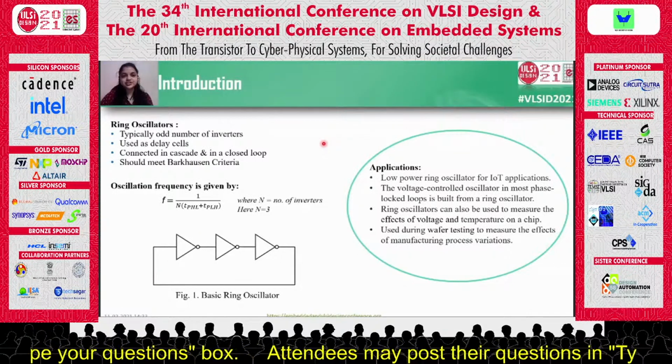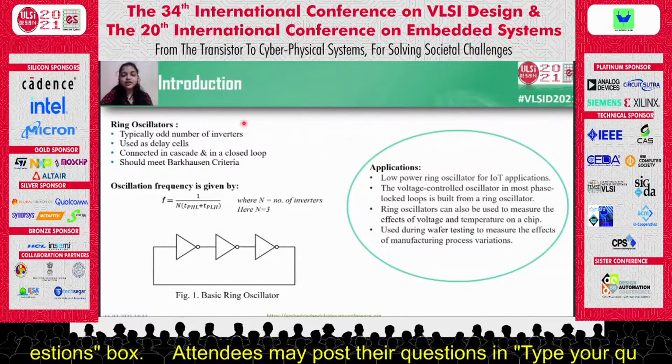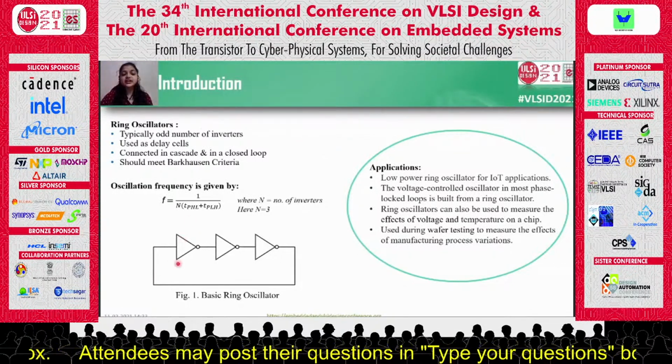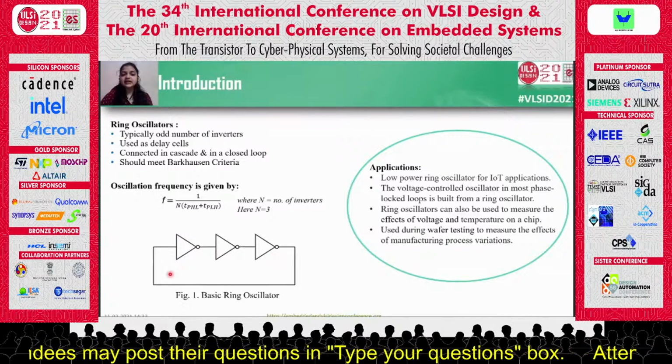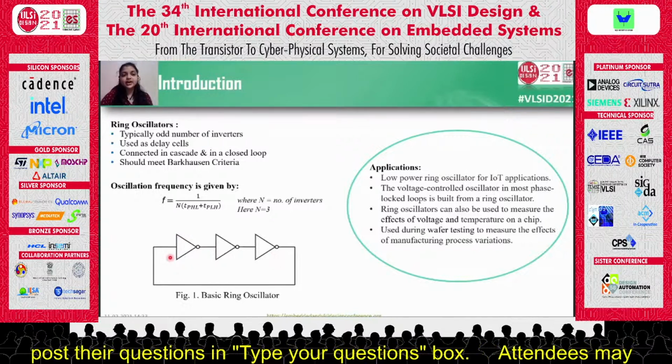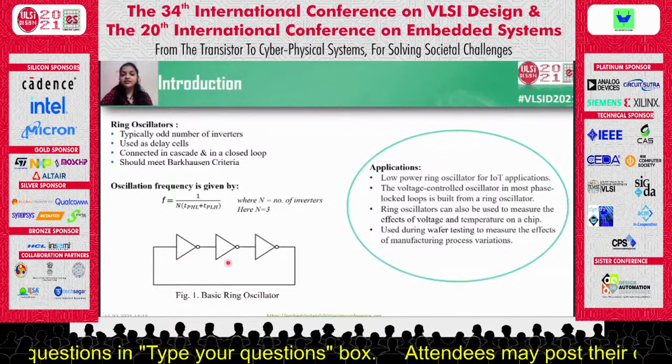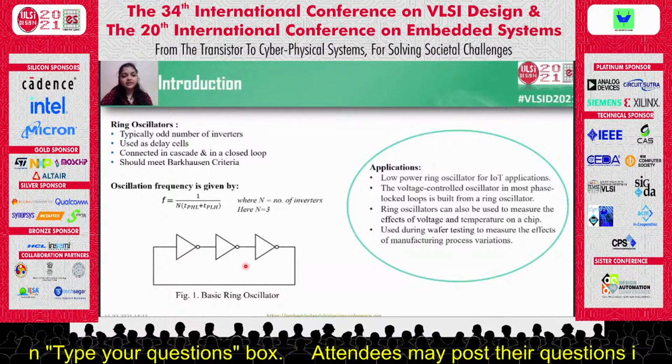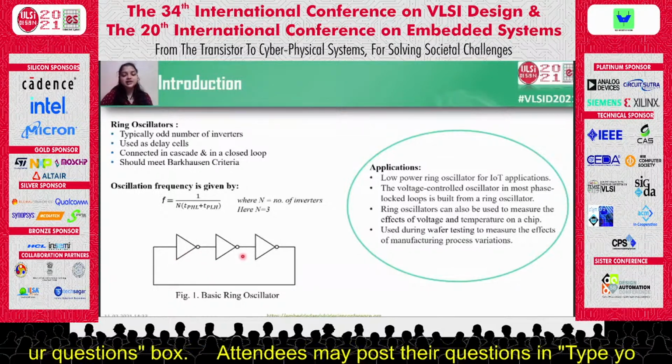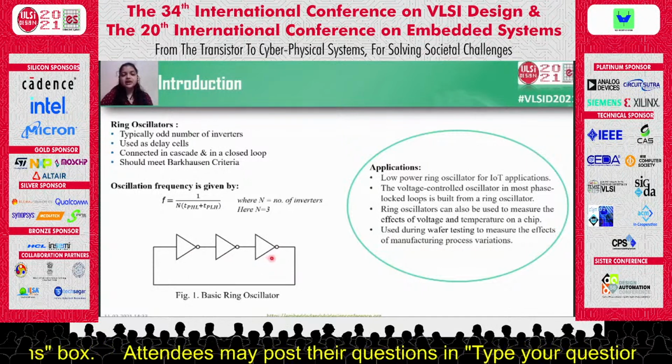Before we move to the architecture, let's get back to the basics. What is a ring oscillator? A ring oscillator is a series of inverters connected in a closed loop, typically an odd number of inverters. With an even number of inverters, we'll end up building a latch. These inverters are used as delay cells.